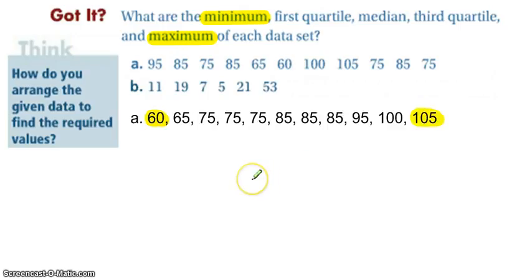So now, one thing we need to do is count how many data points we have. So we have 1, 2, 3, 4, 5, 6, 7, 8, 9, 10, 11 data points. So the middle term of that would be 6. So 1, 2, 3, 4, 5, then the 85. I would also have 5 on the right side of it. That makes this 85 my median.